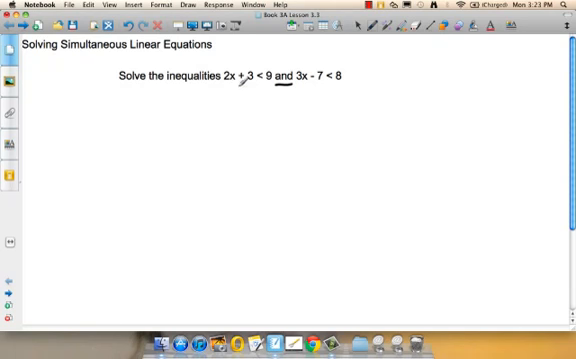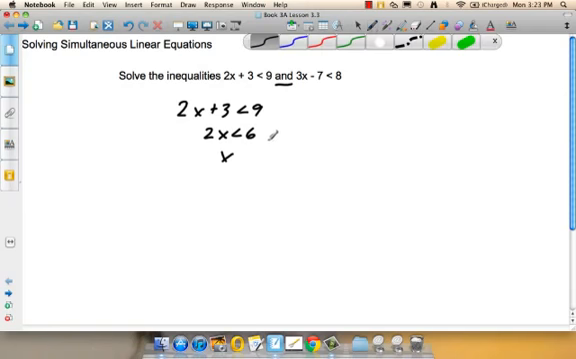Solve the inequalities 2x plus 3 is less than 9 and 3x minus 7 is less than 8. So the first thing we're going to do is go ahead and solve 2x plus 3 is less than 9. First thing I'm going to do is subtract 3 from both sides. So I have 2x is less than 6. So that tells me that x, not equals, we're dealing with inequalities, x is less than 3.